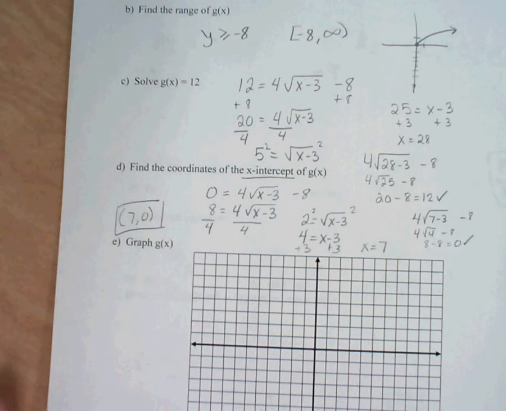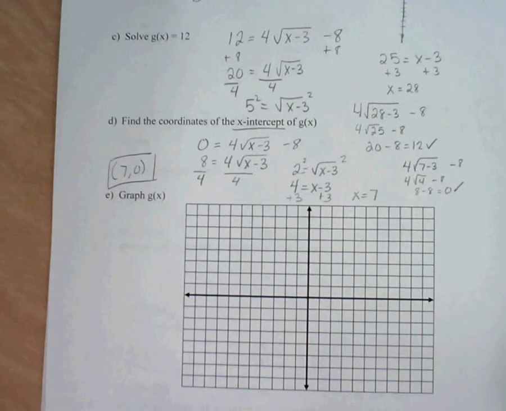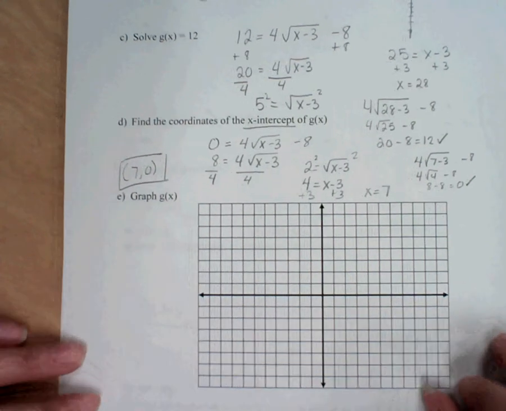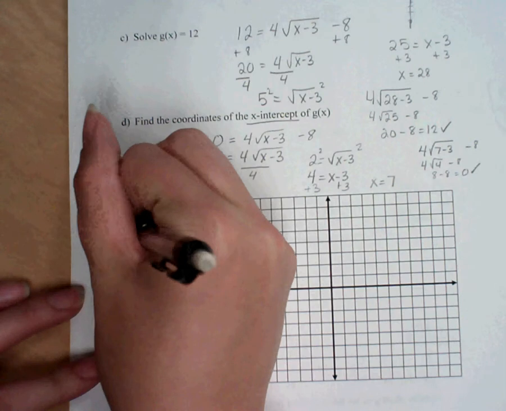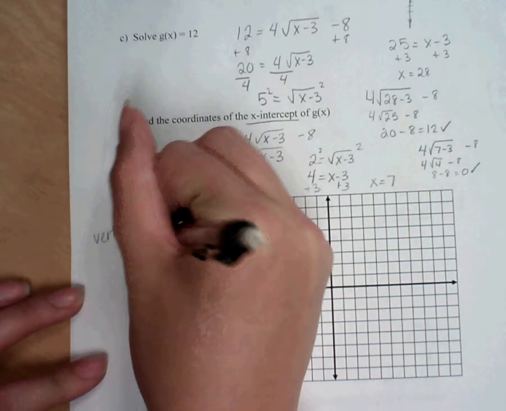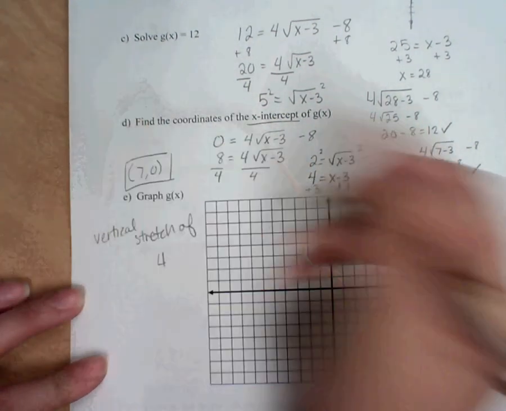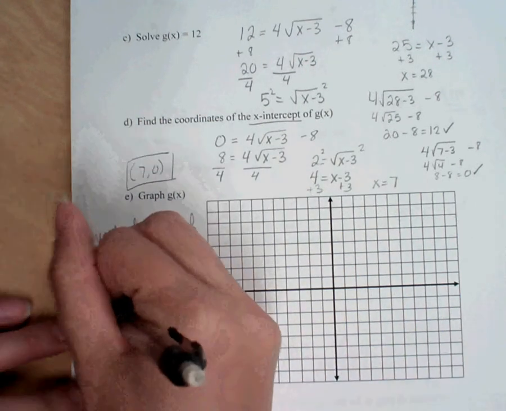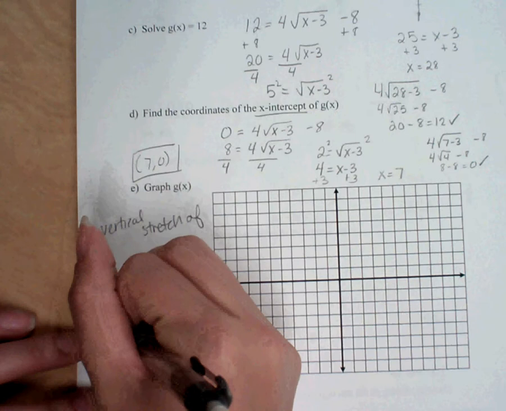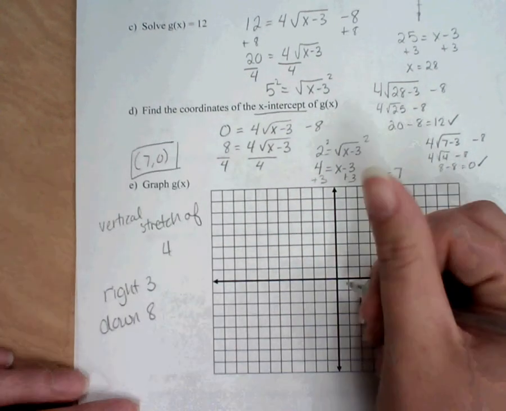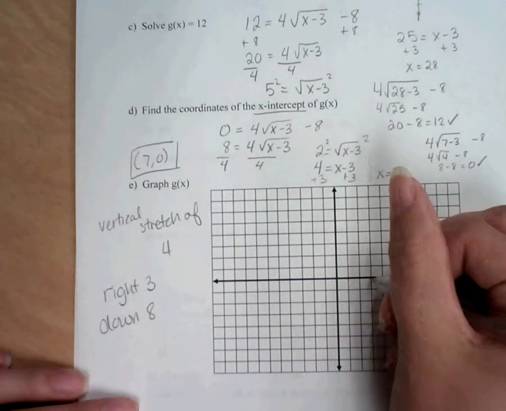Now I need to graph my function. So I'm going to use transformations to graph it. The 4 outside of my function is going to be a vertical stretch of 4. The minus 3 on the inside moves my graph right 3, and the minus 8 is going to move it down 8. So to graph my endpoint, I'd go right 3 and down 8.